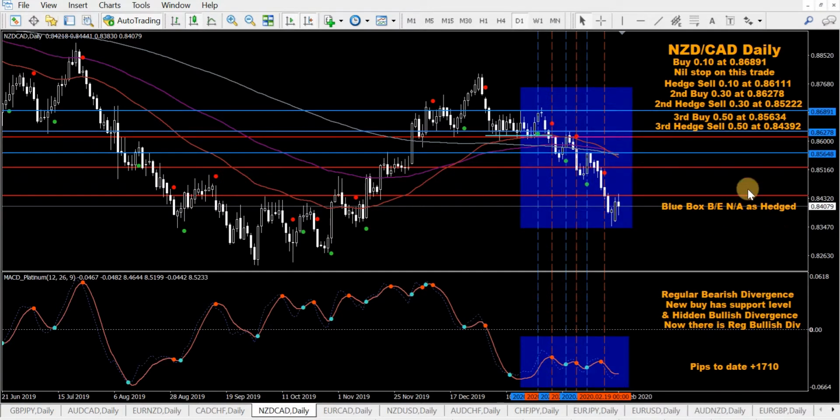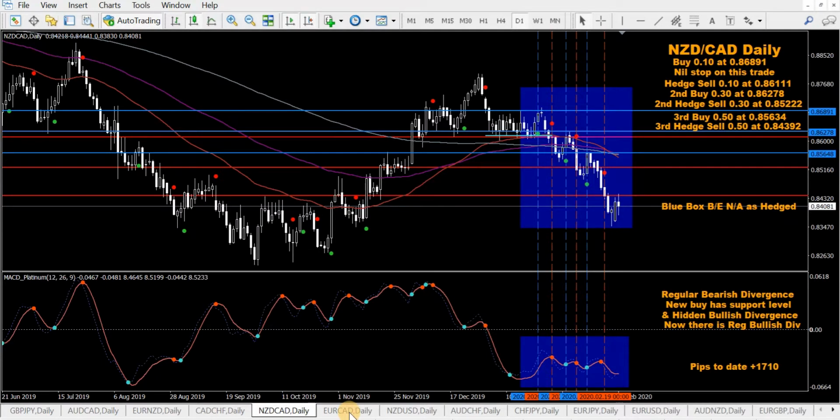I'm hedged at the moment. You can read my notes, pause the video. So I've got buy, sell, buy, sell, buy, sell. Hedged overall, so I'm not losing anything. I'm locking in a loss, looking for a new buy to head up and close some of these trades. That's New Zealand CAD.